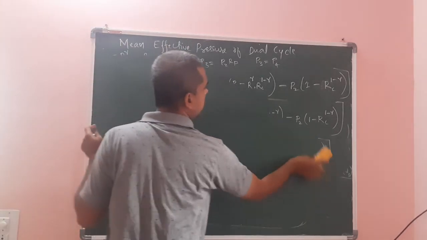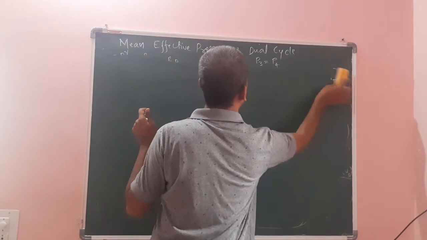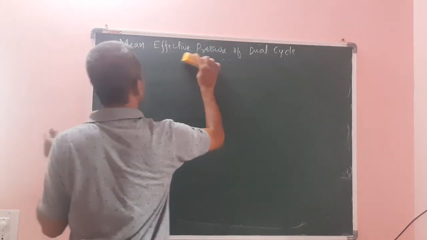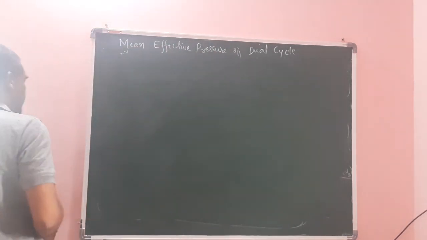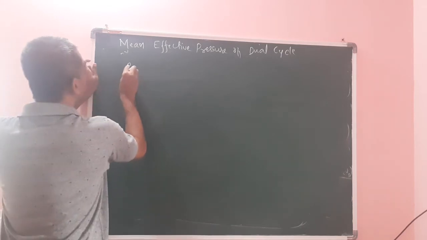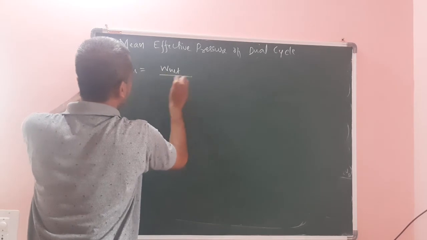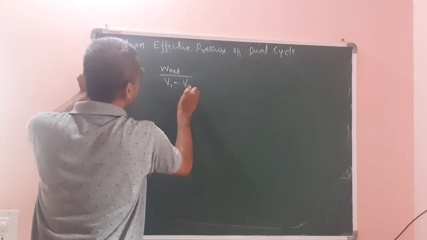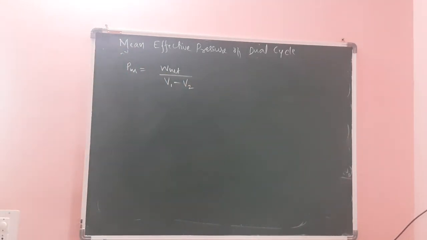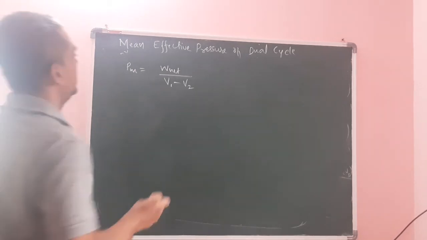Mean effective pressure is equal to net work done divided by swept volume. W net divided by swept volume. PM is equal to W net divided by P1 minus P2, that is swept volume. W net is what we have calculated just now. I will write W net, what I have calculated, divided by swept volume. Swept volume we can write like this.